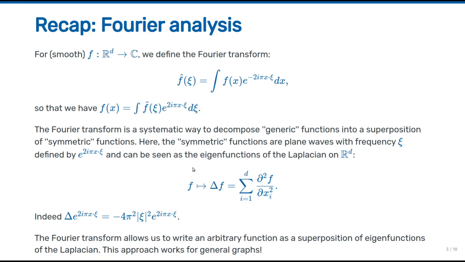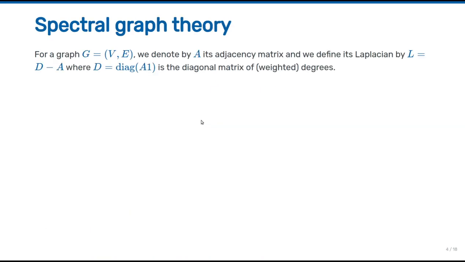So what we will do now is try to carry on with this approach for general graphs. And this is possible because there is a very natural notion of Laplacian for graphs. So my graph is G with vertex set V and edge set E. A is the adjacency matrix, which is a symmetric matrix. I'm considering only unoriented graphs here, with a 1 at its entry ij if there is an edge between node i and node j, and a 0 otherwise.